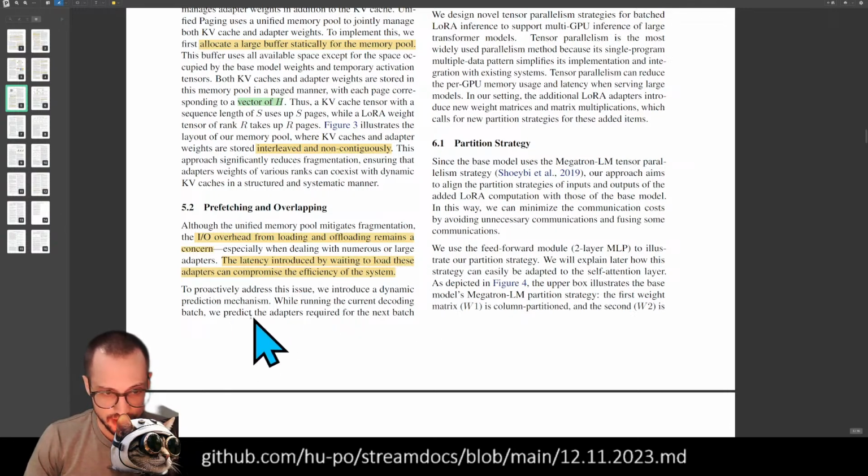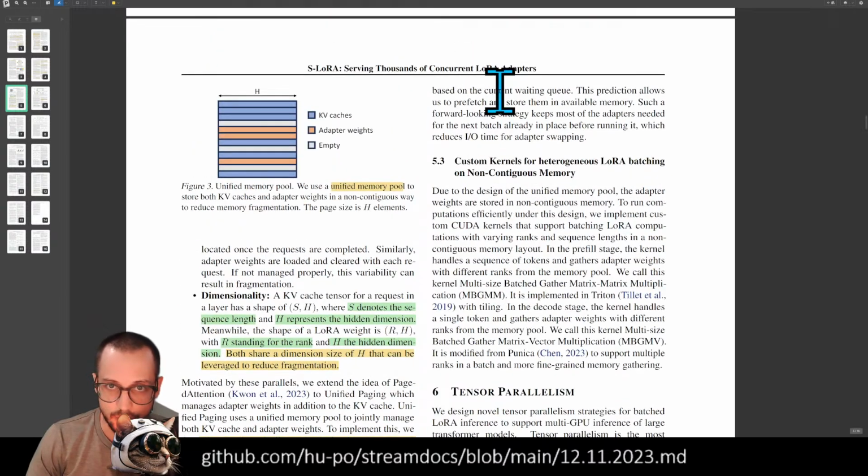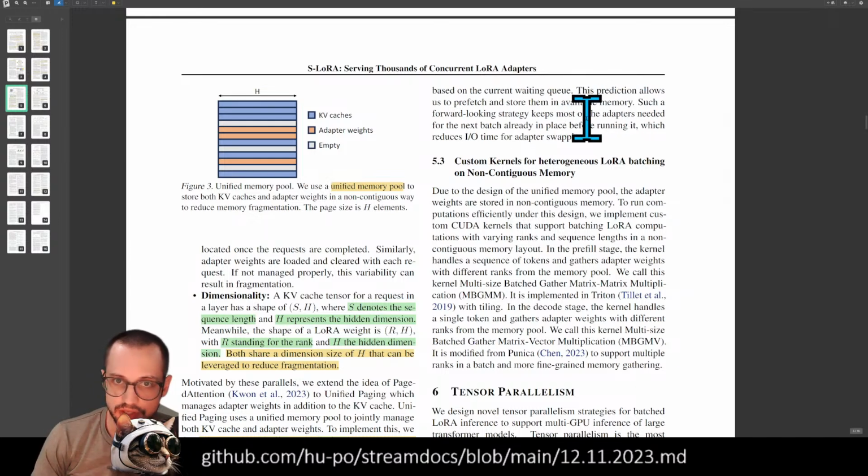Okay, we run the current decoding batch. We predict the adapters required for the next batch based on the current waiting queue. This prediction allows us to prefetch and store them in available memory. Such a forward-looking strategy keeps most of the adapters needed for the next batch already in place before running it, which reduces I/O time for adapter swapping.